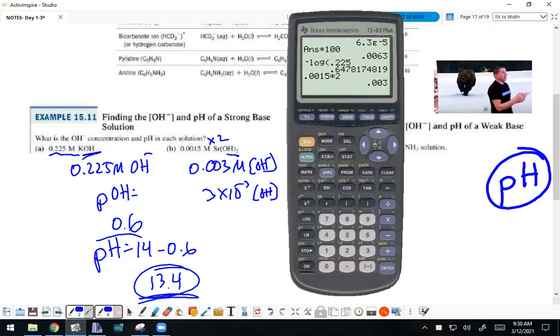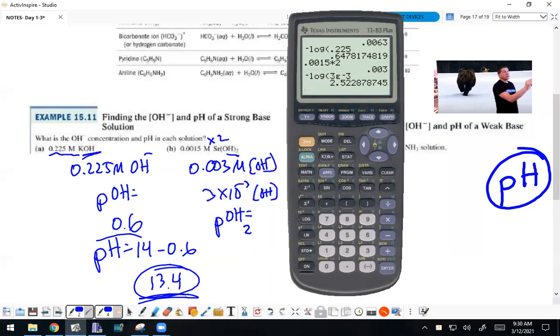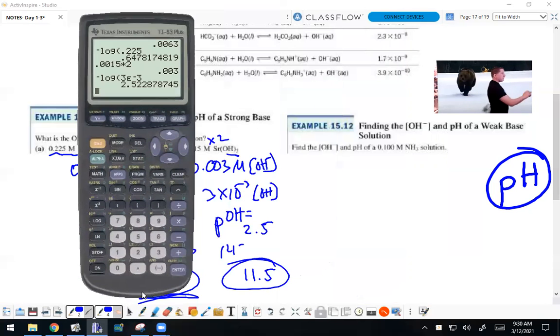So we can estimate the pOH, I mean. I just said it wrong. 3 times 10 to the minus 3. So there's our, once again, this is our pOH, 2.5. So 14 minus, and we get 11.5. So pH of 11.5. So strong bases are easy, just like strong acids are.